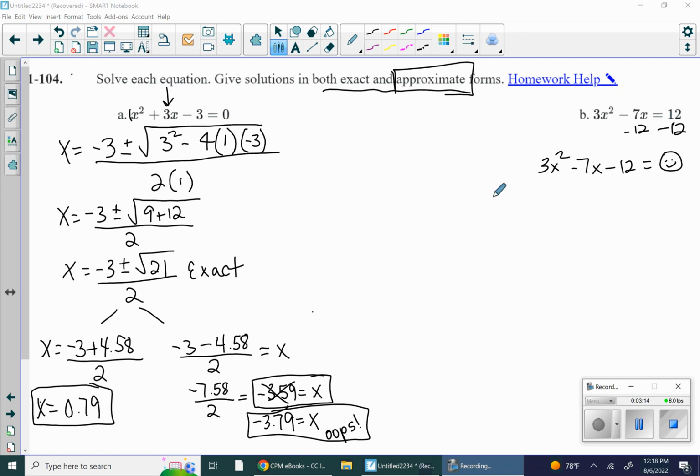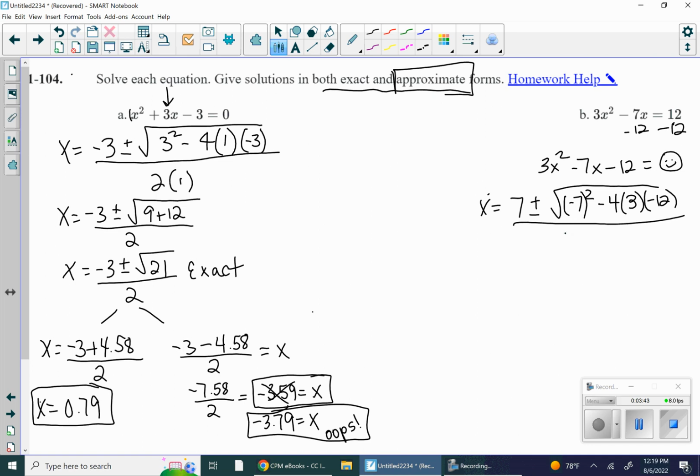And please note that there is a change down here. It's -3.79 instead of -3.59. That's my typo there. So x equals -b, which is the opposite of -7, which is +7, plus or minus the square root, b squared, -7 squared, minus 4 times a, which is 3, times c, which is -12, all over 2a, 2 times 3.